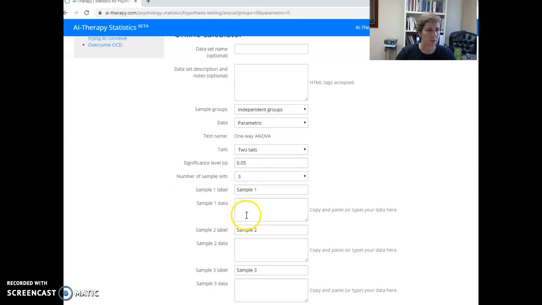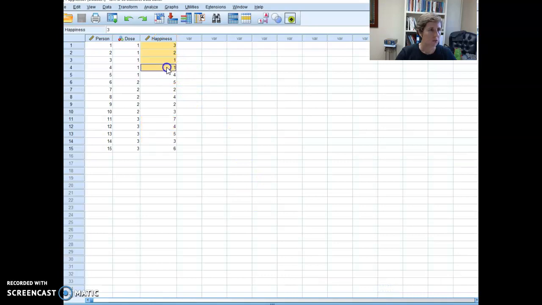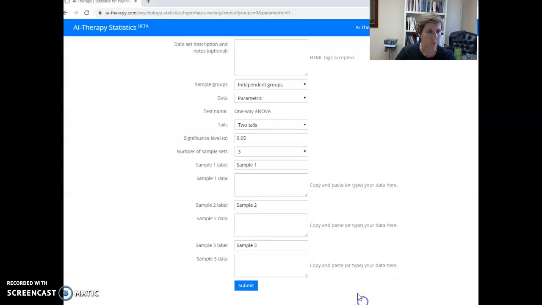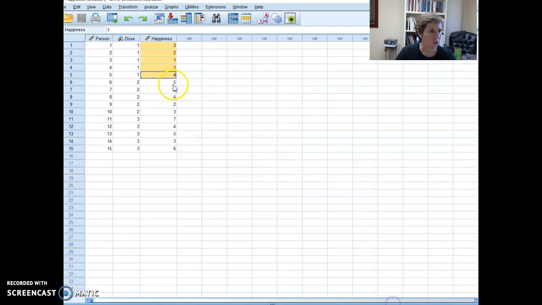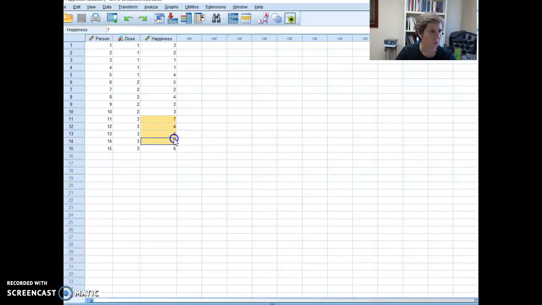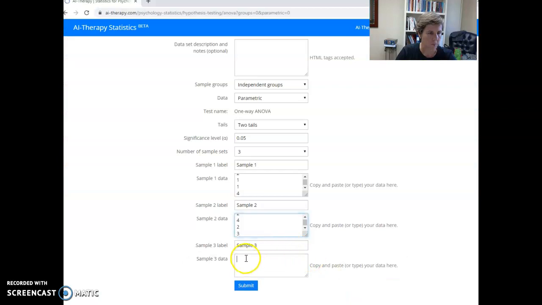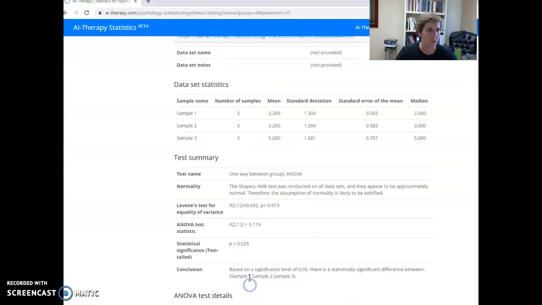So for my first sample, it asked me for my data, so I'm going to go back here and just copy the data for this sample. I'm going to paste it right here. And I'm going to do the same for the second group. And I'm going to do it also for the third group. And I'm going to submit it.